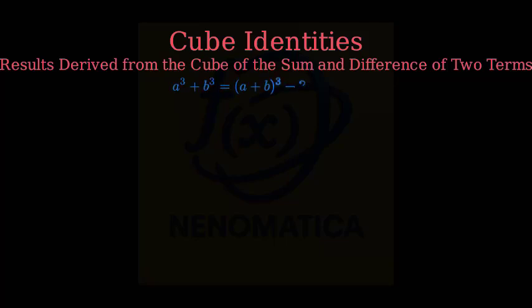The sum of cubes, a cubed plus b cubed, equals the cube of their sum, a plus b, all cubed, minus 3 times a times b times the sum a plus b. Let's prove this identity step by step.